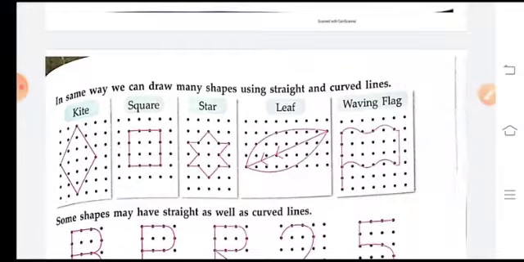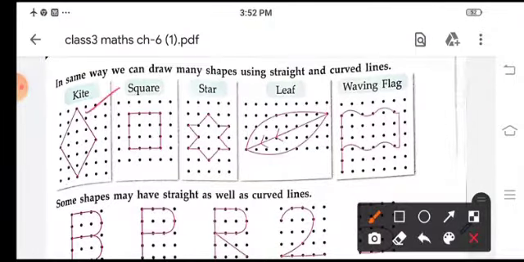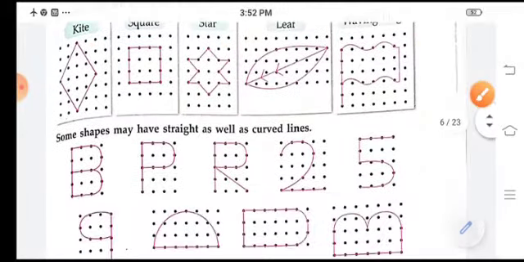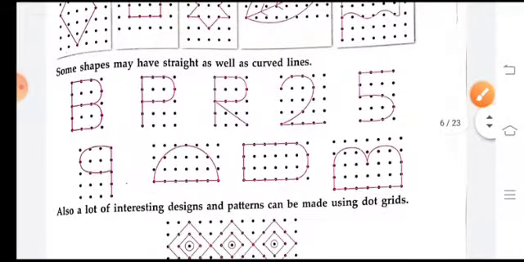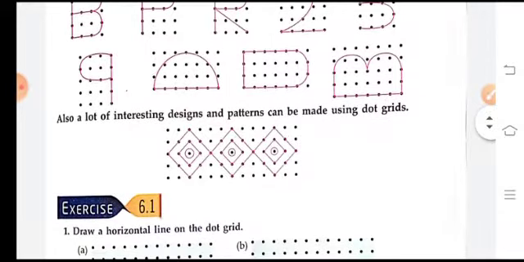So we can draw any shape using the straight and the curved line on the dot grid. So here see, we can draw kite, sphere, star, leaf, waving flag, then alphabets, numbers. Okay, so we can draw any line, any form of it by using the straight and the curved lines.